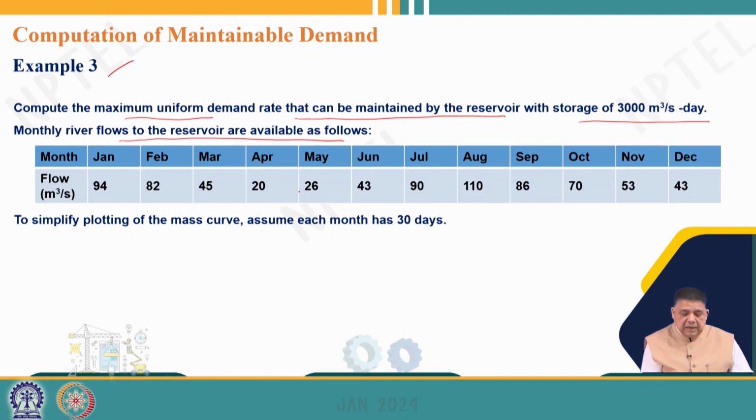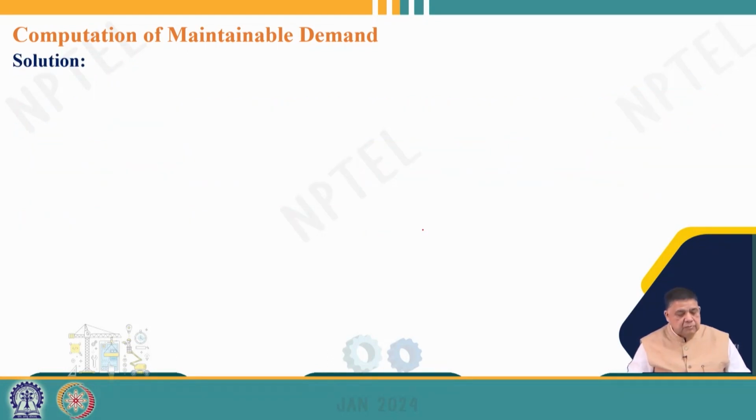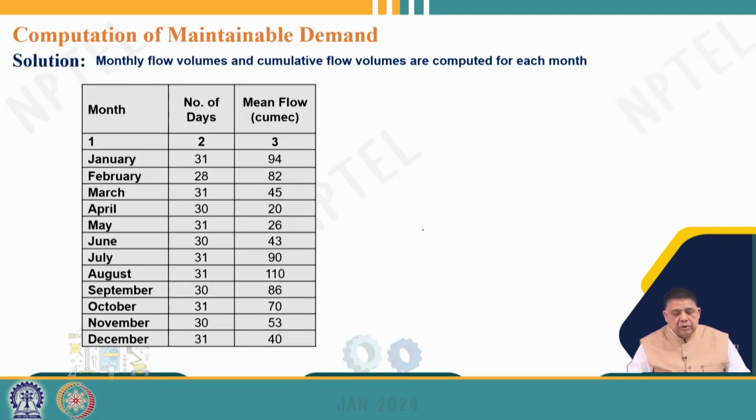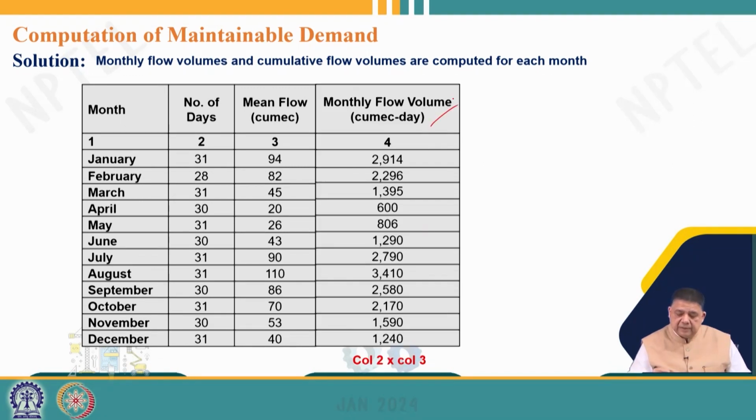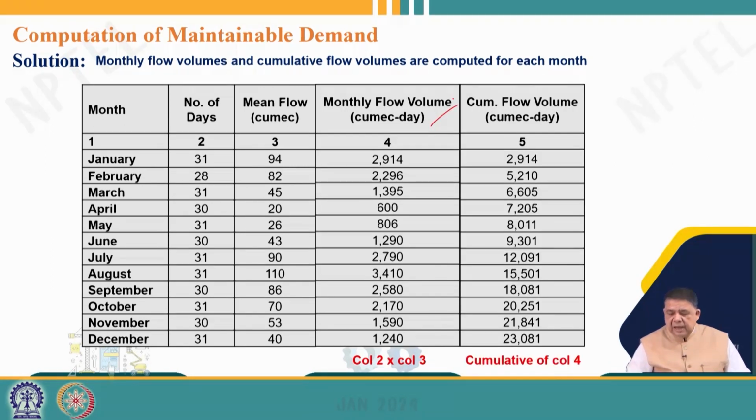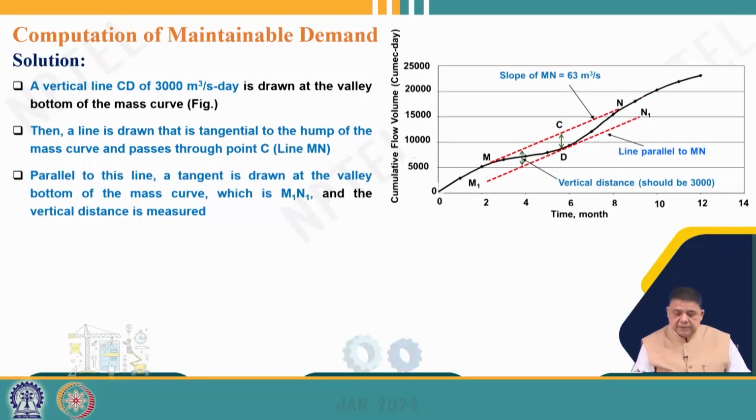So, here we have the reservoir inflows given, and we know the storage capacity. Here also we will assume 30 days for a smooth plotting of the curve. So, monthly flow volume and cumulative flow volumes are calculated as we did earlier, and then of course, we will plot the mass curve.